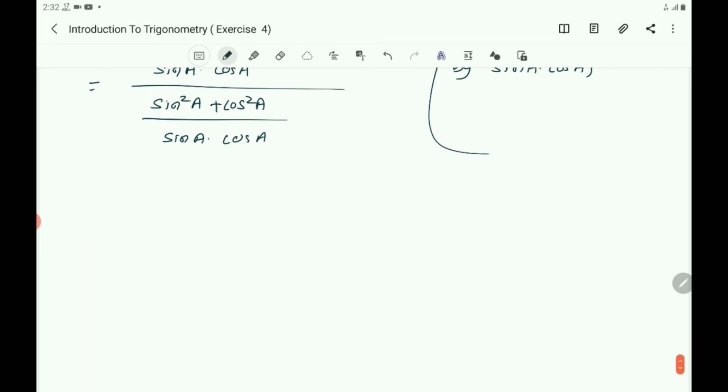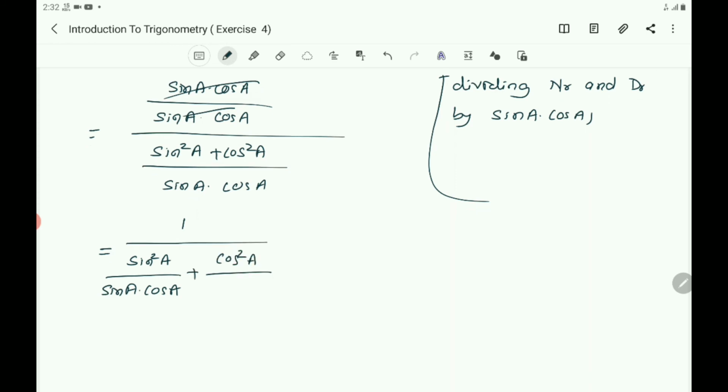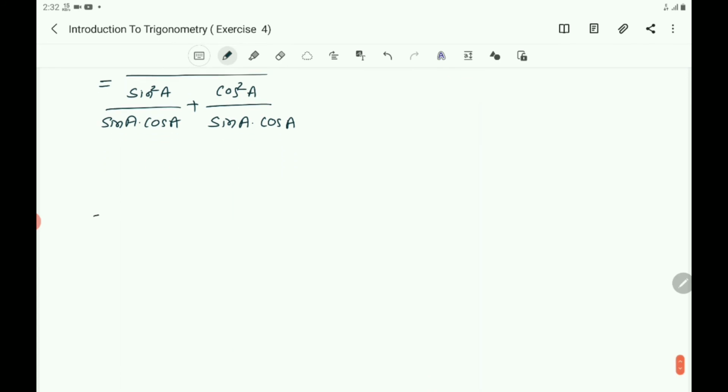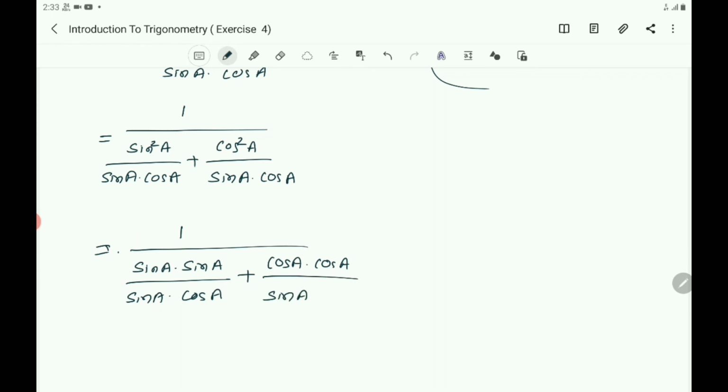Now you write, this cancels, 1 by, you will get sin square A by sin A into cos A, separate the terms here, plus cos square A by sin A into cos A, that equals 1 by, that is sin square A means sin A into sin A by sin A into cos A, plus cos square A means cos A into cos A by sin A into cos A.